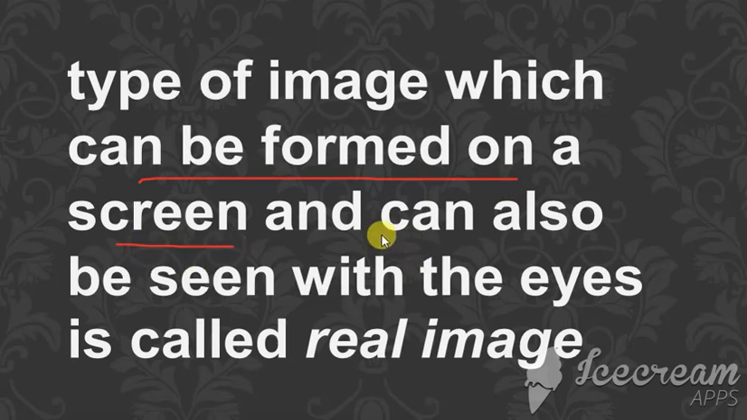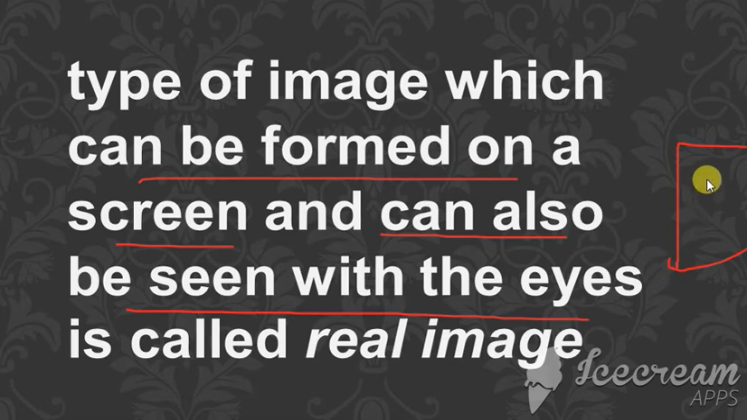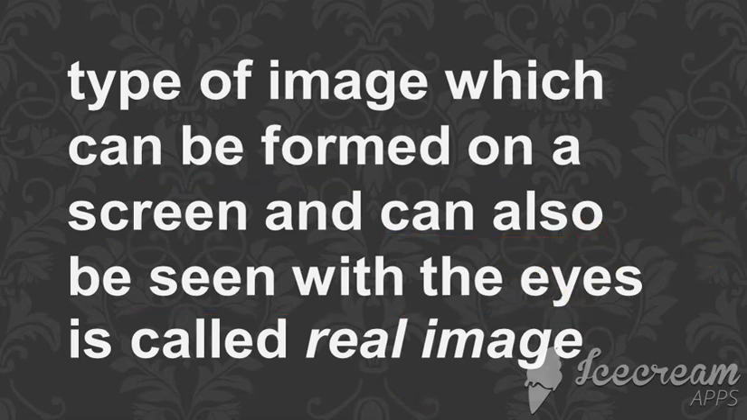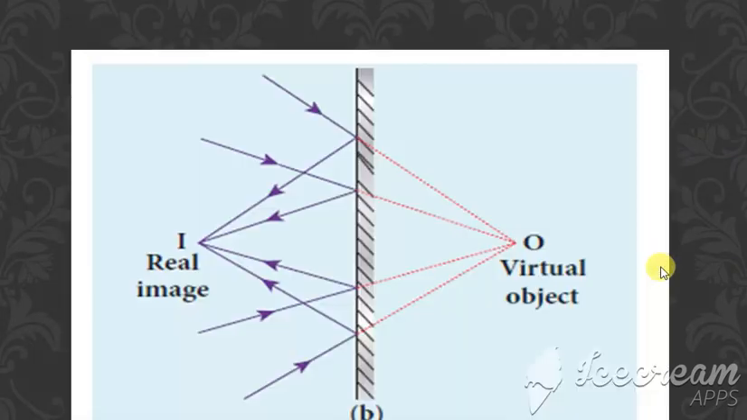So next we have the real image, the type of image which can be formed on the screen and can also be seen with the help of our eyes. So it will form on the screen, and in the same way we can also see it with the help of our eyes. That is called as what? Real image. So that is this. So this is a real image with the help of a virtual object. So from the virtual object we are getting this real image.